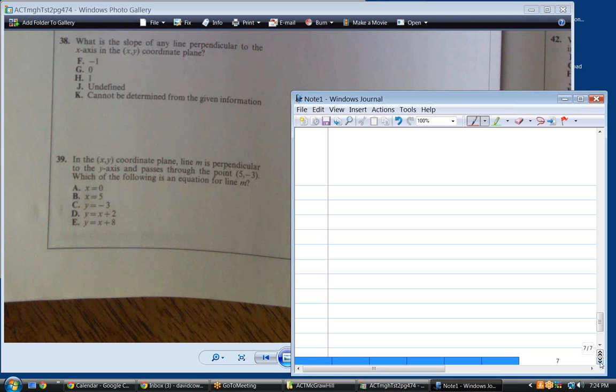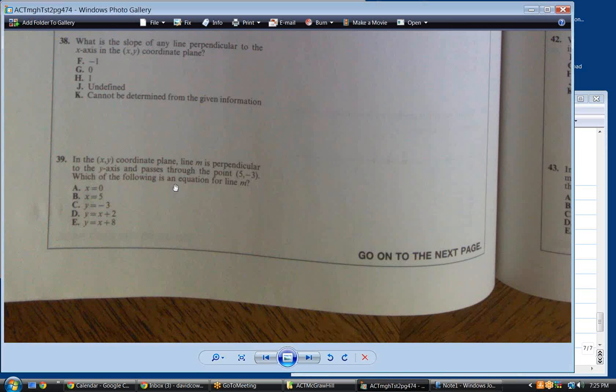-3. Y equals -3? Yeah. Okay. Because the equation of a line is always either x equals or y equals. It's not just a point.